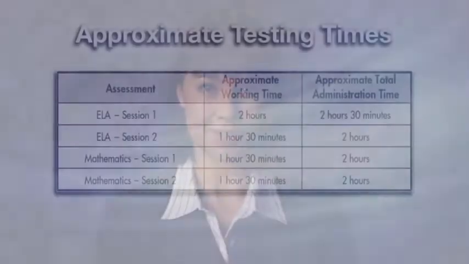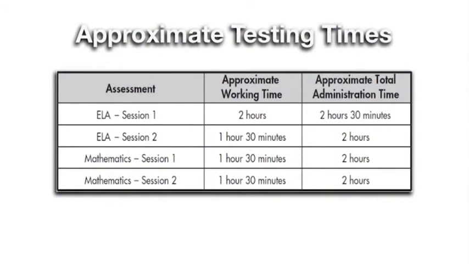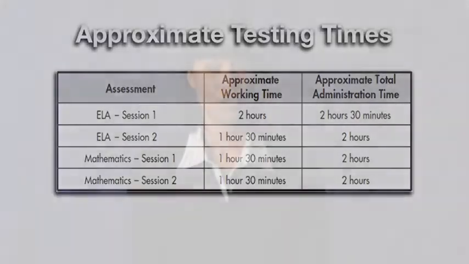Each section of the CAHSEE must be given on the day for which it is scheduled and should follow the suggested timelines. On Tuesday, the first session of the English Language Arts ELA test needs about 2.5 hours and the second session about 2 hours. On Wednesday, each math test session will require about 2 hours. Remember to have a location and examiner for students who need more time and for students with test variations.